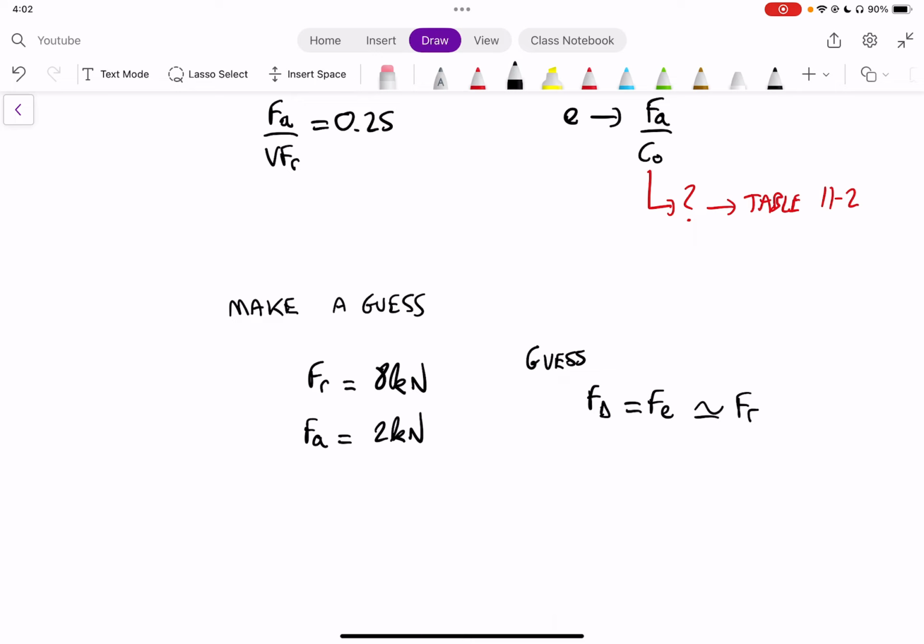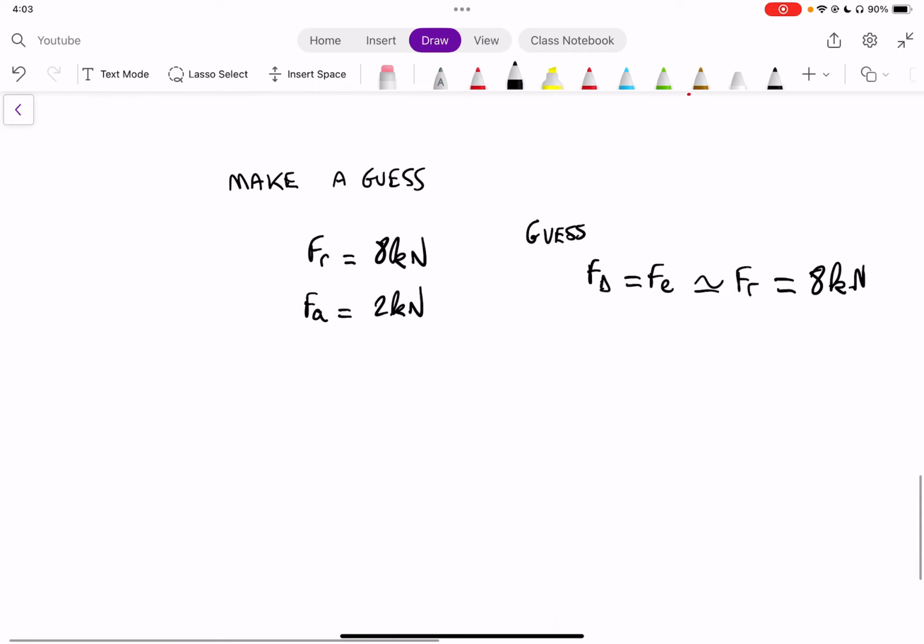So the first thing we're going to do is say, okay, let's guess FE because we have to make a guess. And based on that FE, we're going to find a C10 value that's possible. So we're going to guess that F desired is going to be approximately FR, so it's going to be 8 kilonewtons. Again, you could use 8.5, 8.2, 9, 10, it's fine too. But an easy methodology is just to use the FR to start with, especially when your FA is pretty low. Okay, so then what we can do is calculate C10.